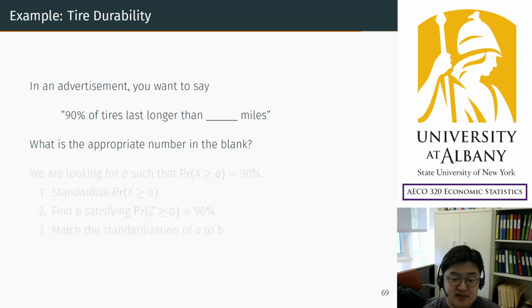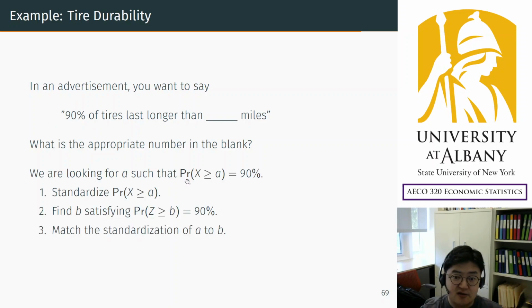Okay, then the next exercise we have to try is the percentile. As before, we are inverting the cumulative distribution to obtain percentiles. We are going to do the same thing for a non-standard normal distribution. For example, I want to say 90% of tires last longer than a certain number of miles. What is the correct number in here? So 90% of tires last longer than that. So that means it is the bottom 10%. We are calculating the bottom 10%, okay?